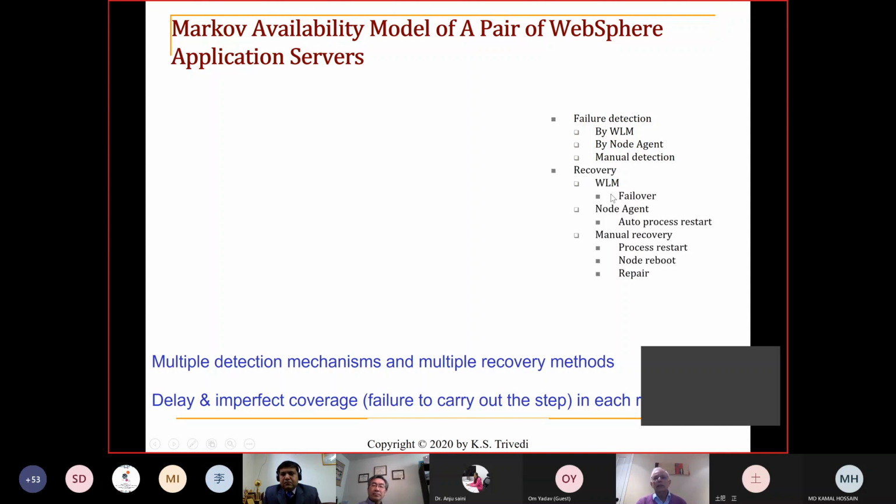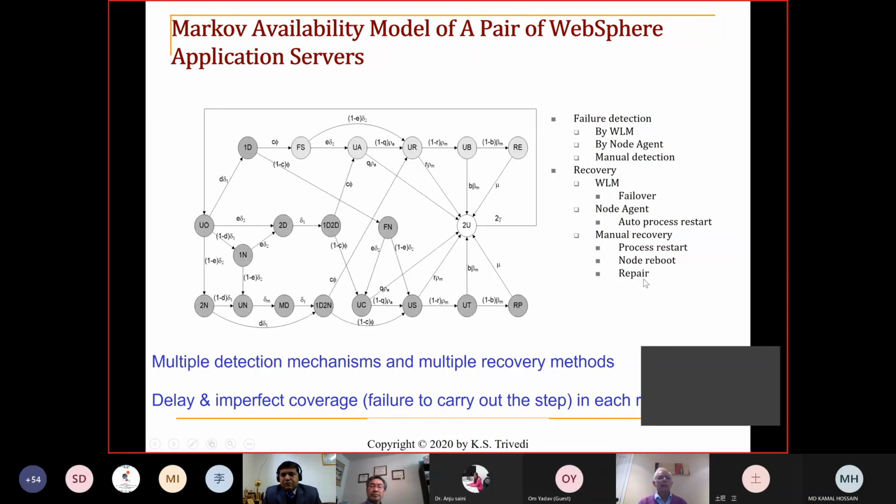And after detection, if the detection was by workload manager, there'll be a failover to the identical replica. And if the failure was detected by node agent, then the WebSphere application server will have an automated process restart. And if either one of these doesn't work, then there is a manual recovery by means of first process restart. If that doesn't work, then by node reboot. If that doesn't work, by actual repair. So all this was captured by this particular Markov chain.